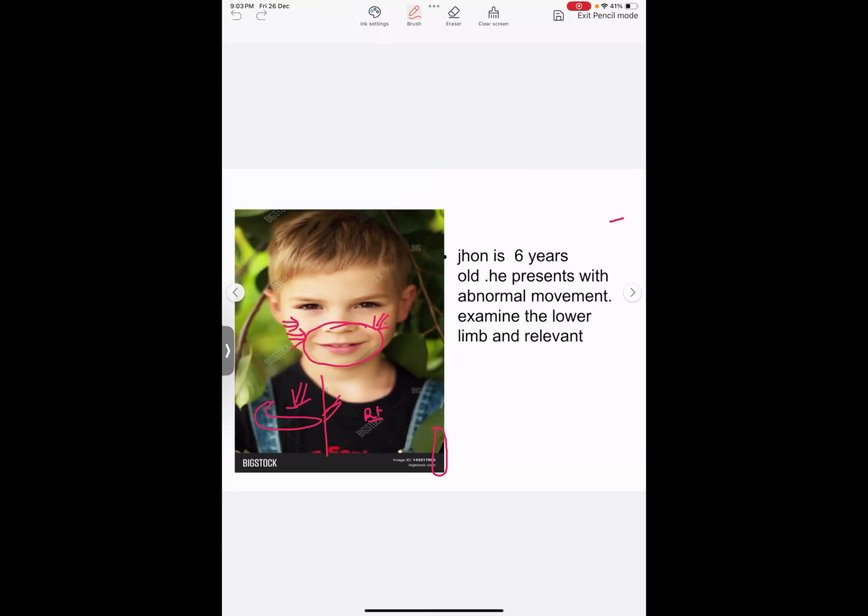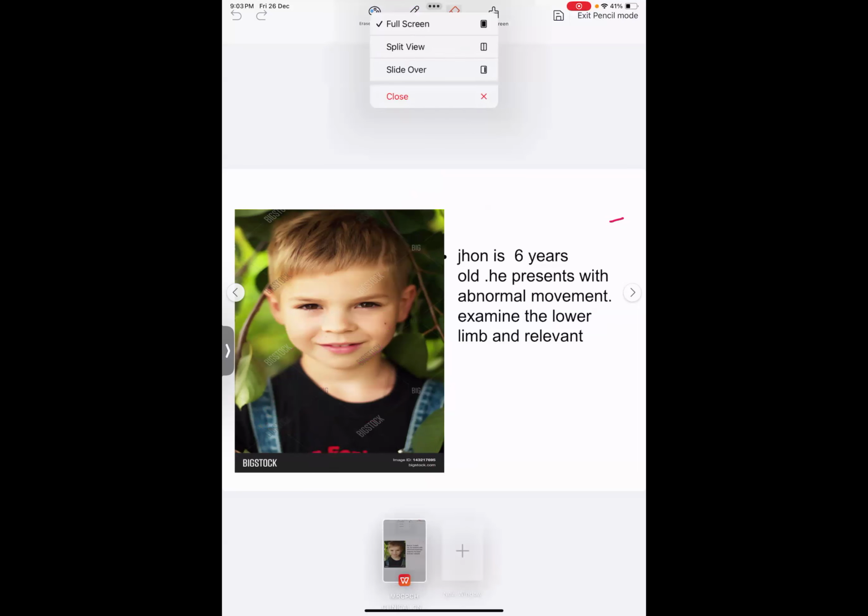Okay, what command should we give to the patient for this? Touch your toes. Okay, all right. So this was a case of hemiplegia.